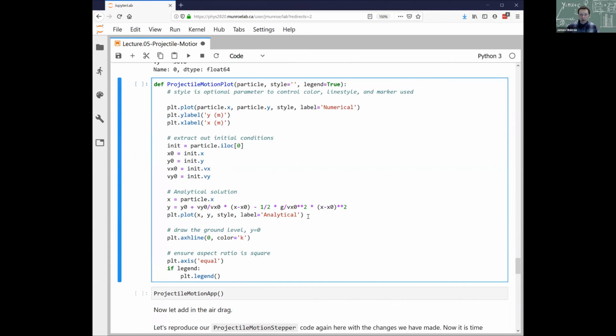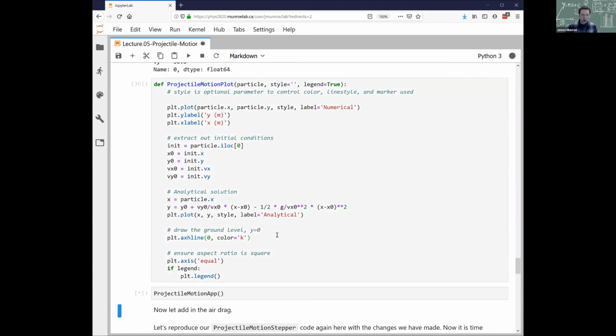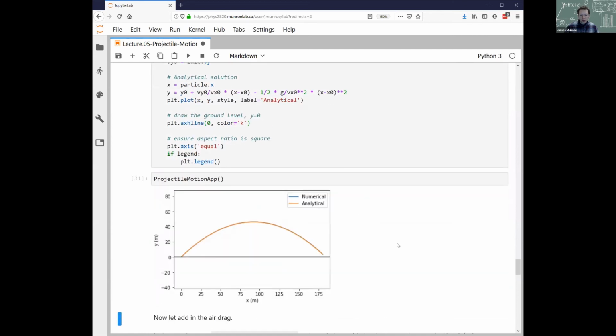And then I can plot it. The only other thing I'm going to add is, because I'm launching these things into the air, let's draw on the axis a horizontal line at ground level. And I'll show you what that all looks like. So here we go. Numerical and analytical, they're right on top of each other.